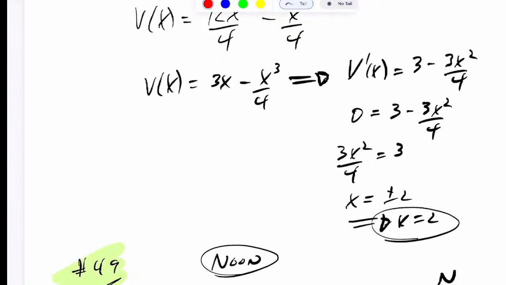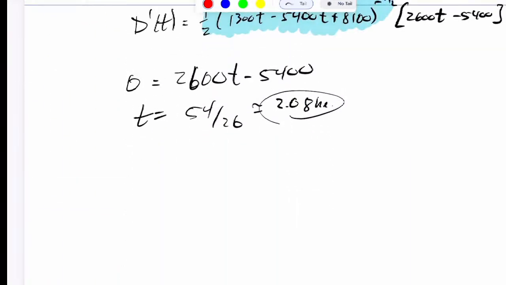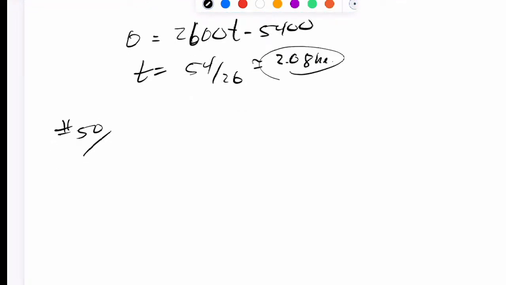Number 50, did I assign 50? The area of a rectangle is... So number 50, you have a rectangle. Let's draw ourselves a rectangle. And it says the dimensions of the rectangle such that the distance from one vertex to the midpoint of the non-adjacent side is minimum.